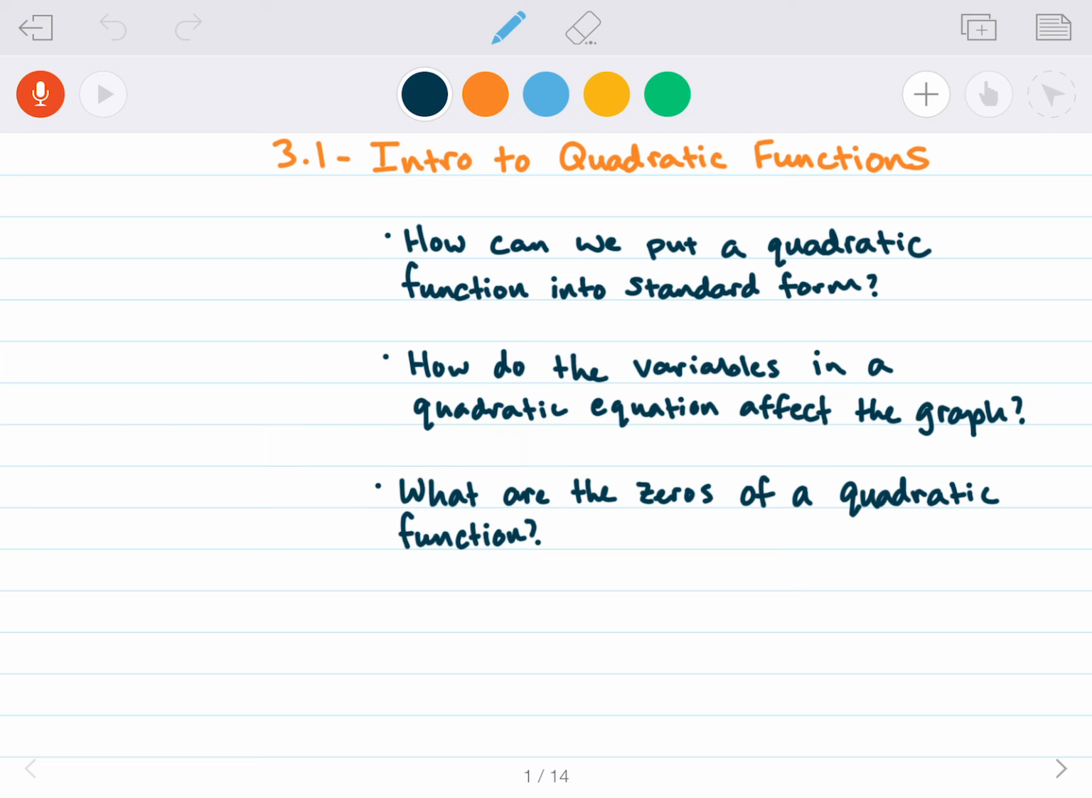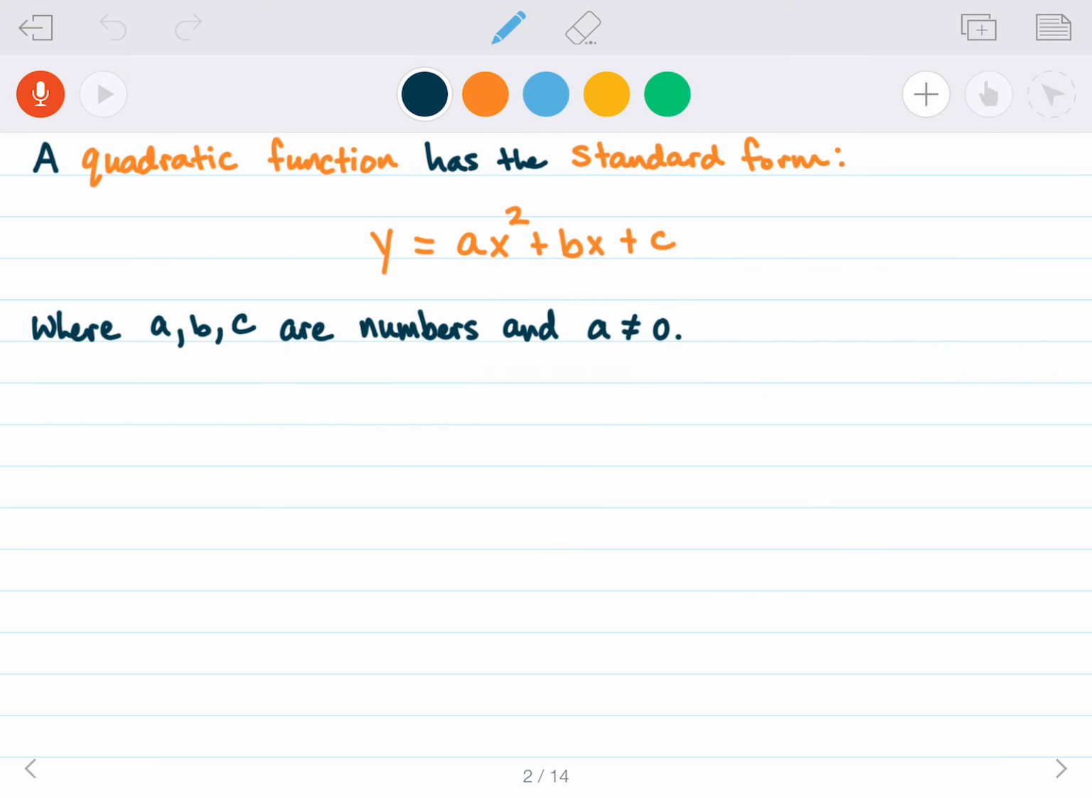Hey guys, in this video we're going to talk about Chapter 3, Section 1, Introduction to Quadratic Functions. So, before we get into what a quadratic function looks like graphically, we want to talk about what it looks like algebraically. A quadratic function has a standard form y equals ax squared plus bx plus c, where a, b, c are numbers and a cannot be 0. Okay, so this is what a quadratic function looks like.